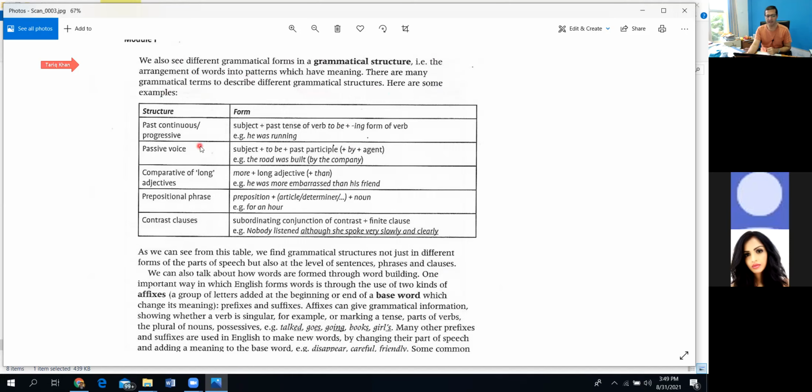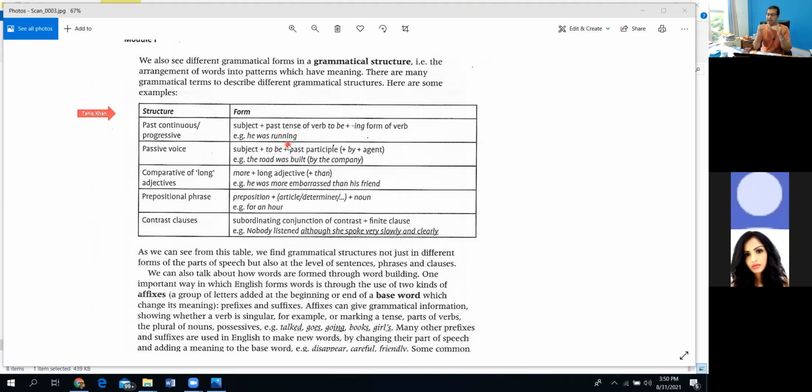Here are some examples. Now you see, they will give you structure and you have to describe the form of it. Now, structure is what? Past continuous. How is it made up? Past continuous is also called progressive or continuous. Forms: subject plus past tense of verb to be plus ing form of verb. Now, if you see in the example, it's easy to say he was running.